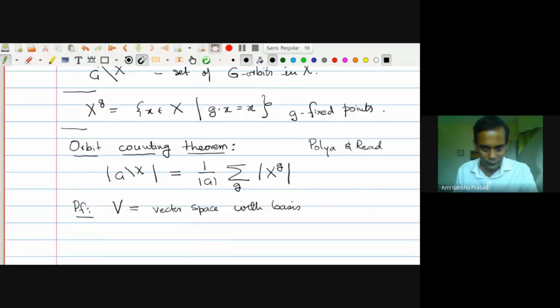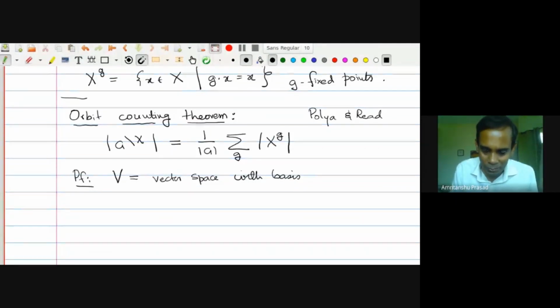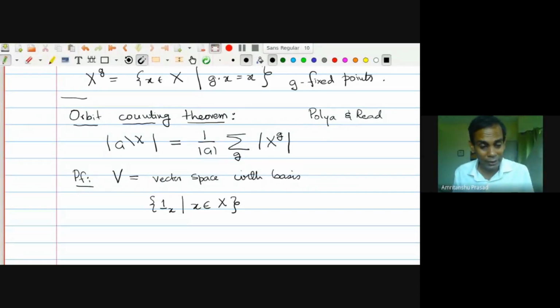Okay, so let's go on. So I'm taking V to be the vector space with a basis. I'll just give it some symbols, one symbol, one basis vector for each element of X. So I'll call it 1 sub X. You can think of it as a function which is 1 at X and 0 everywhere else, or just think of it as a formal symbol.